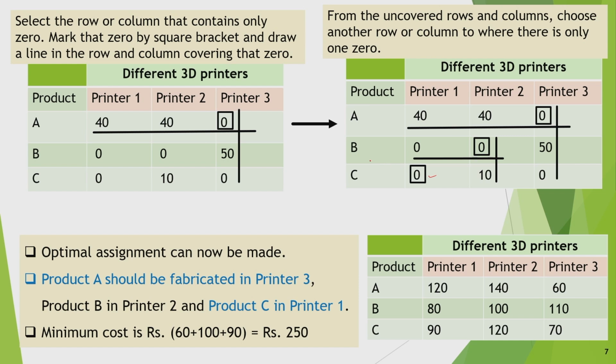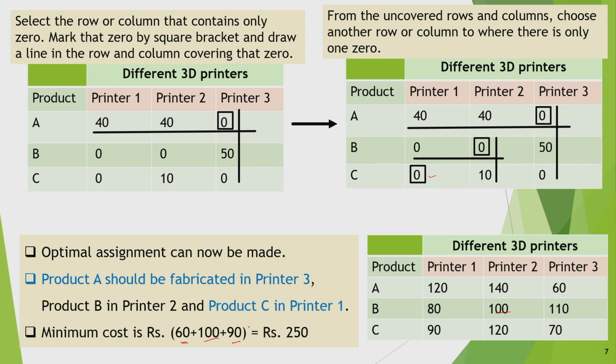Product A goes to printer 3, B goes to printer 2, and C goes to printer 1. So you have the data, A goes to printer 3, that means 60 rupees will be spent here, and B goes to printer 2, that means 100 here, from the original table, and then product C is going to printer 1.